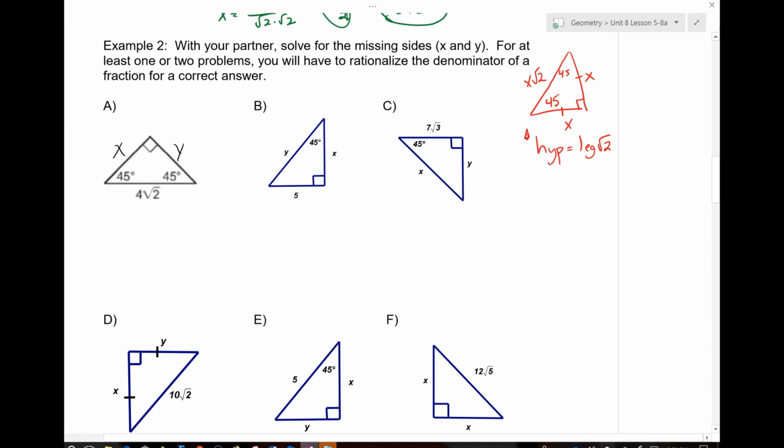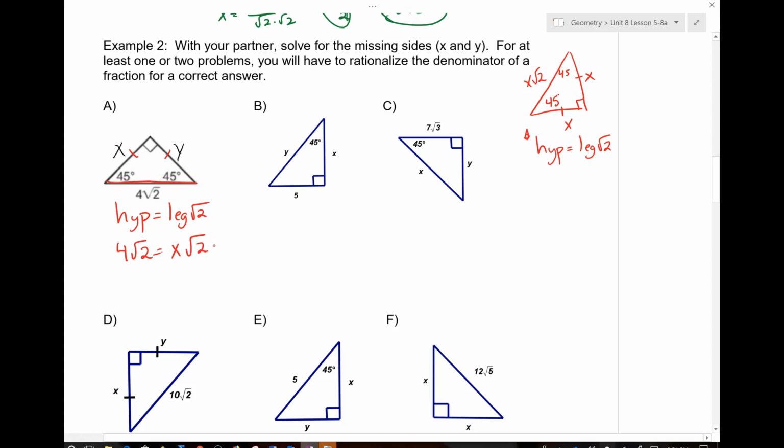So like on A, we're missing the 2 legs. So really, I only have to solve for one of them, and then I know the other one. So knowing that, let's write our formula down. Hypotenuse equals leg times root 2. What is your hypotenuse? Well, the hypotenuse is 4 times the square root of 2. The leg, let's pick which one. Let's just say x for right now. And then we put root 2 there.